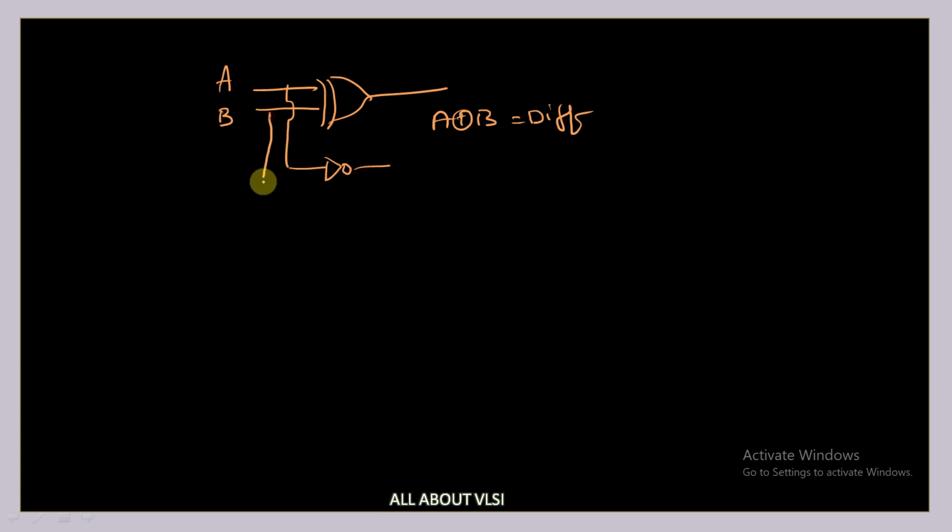And if you draw the logic diagram of this, it will look like this. So A, B given to an XOR gate, A XOR B is your difference. Okay. And A bar into B is your borrow. A bar B is nothing but your borrow. So this is our half subtractor.